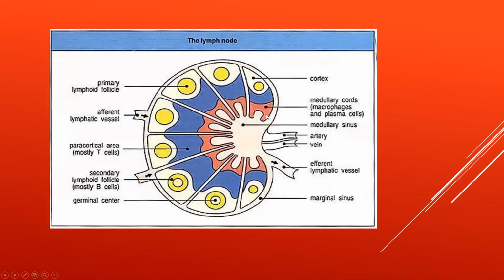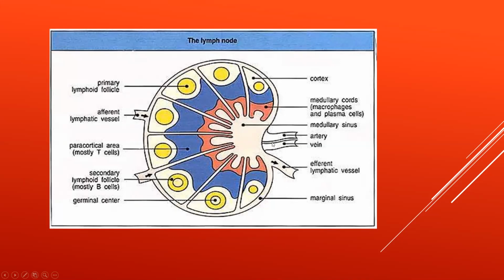Now we go to the different parts of the lymph nodes. Most of the lymph nodes look like this. They're bean-shaped, and they're found all over the body except for the CNS and the bone marrow. So it has a hilus. This is the hilus, the indented region and the location where the lymph vessels leave the nodes.